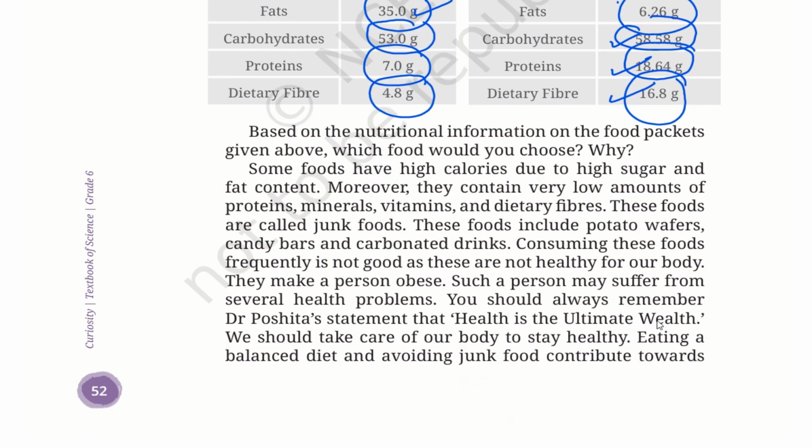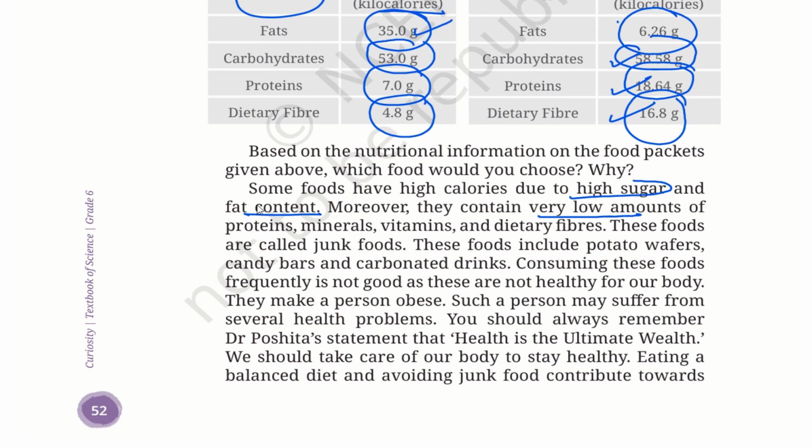So some foods have high calories due to high sugar and fat content. Moreover, they contain a very low amount of proteins. You can see here. Okay, a live example is there. Then protein, minerals, vitamins, and dietary fibers are low. These foods are said to be junk foods. That's why they are said to be junk foods. Junk foods are nothing. Yes, they are nothing. That's why they are said to be junk food. That is not real food.